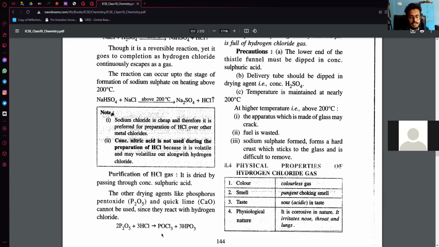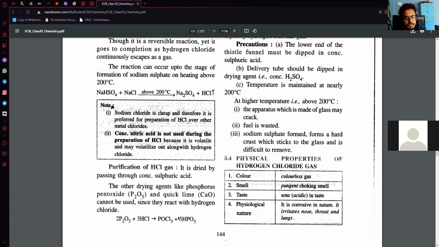If I pass HCl gas through phosphorus pentoxide, I will not get HCl gas at the output. My main concern is that I should not lose HCl in the drying agent. The drying agent needs to only take the water vapor that is coming with the HCl gas. It should just remove the water content from the HCl gas. But the problem is if we use drying agents like phosphorus pentoxide and quicklime, they readily react with the HCl gas to form something else which we do not want, right? We do not want POCl3, we do not want HPO3. So this is not what we want. As a laboratory preparation process, we want the gas, purely the gas only. So we don't want anything else.